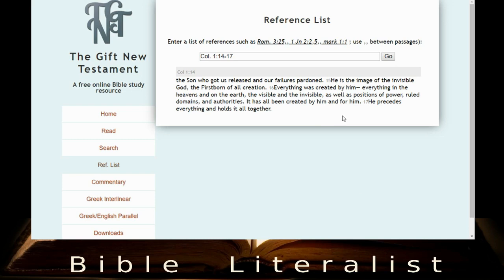Everything was created by him. Everything in the heavens and on the earth, the visible and the invisible, as well as positions of power, ruled domains, and authorities. It has all been created by him and for him. He precedes everything and holds it all together.